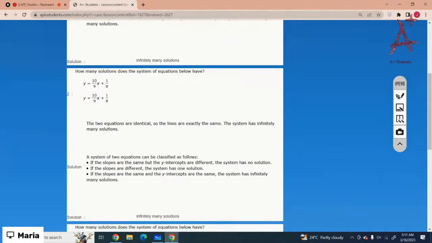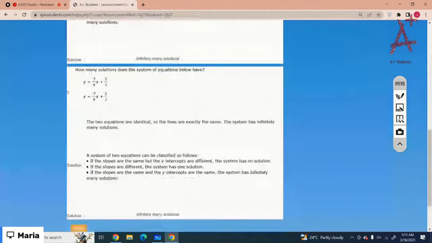Okay, the next one. Again, the equations are identical. That means the system has infinitely many solutions. Got it? So let's start with the practice questions.